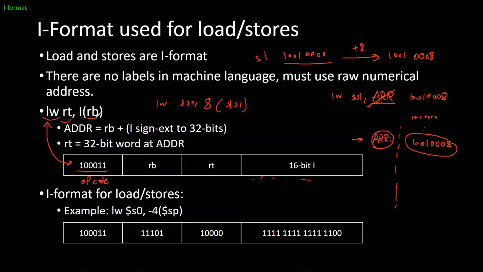And then we have two registers, RT and RB. Each of these is 5 bits. Then we have a 16-bit I for this offset. That I is going to be in the lower part of the instruction, and that's going to be 16 bits. So not so bad. Now let's look at an example where you are given this instruction.